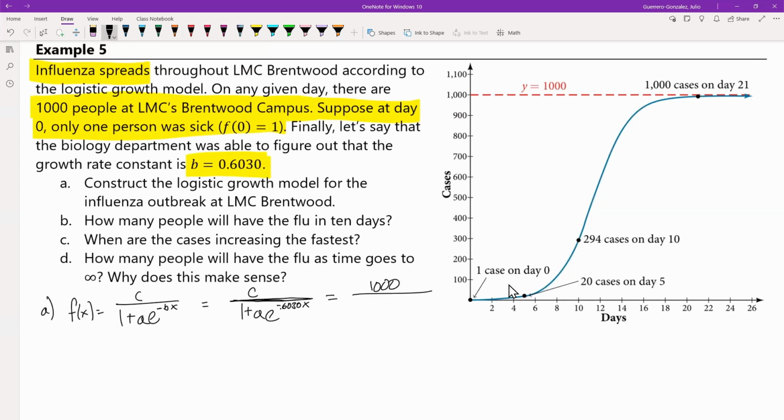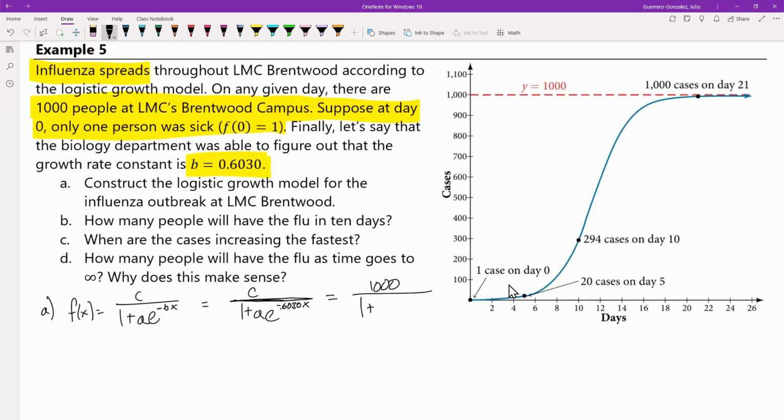Okay, and the reason why is because in the environment that we have in front of us, at any one time, there's only 1,000 people at LMC Brentwood campus. That is our scenario, it can only carry 1,000 people. That is our limiting number. So filling in that, we get this.